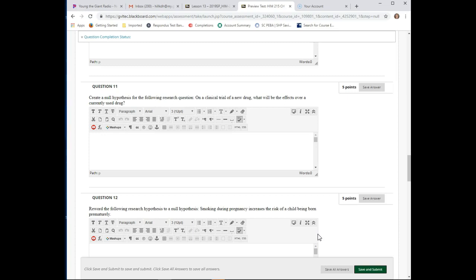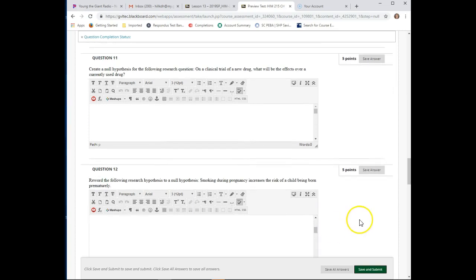Null hypothesis, there's zero difference between an old drug and a new drug, basically, or a currently used drug and a new drug. So that's why your null hypothesis would be that there would be no difference between the currently used drug and the new drug. That's your two. The currently used and the new drug are the two different populations.